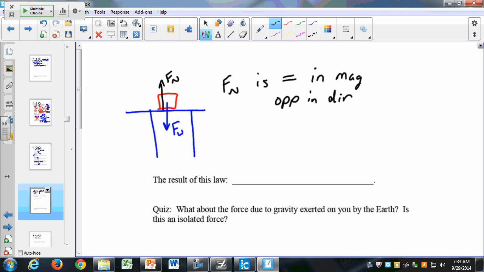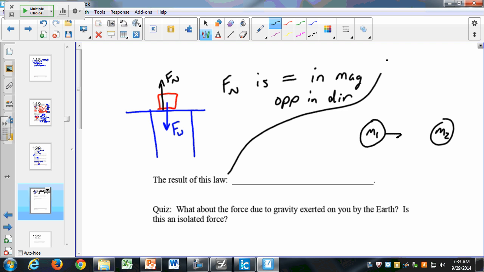But we also see this with field forces. We'll have a chapter on gravitation later at the end of the semester, but if we have two objects of mass M1 and M2, they exert forces on one another because of the gravitational force. These forces are equal in magnitude but opposite in direction. So mass 2 exerts a force on mass 1. I'll call this the force on mass 1 due to mass 2, and this is the force on mass 2 due to mass 1.